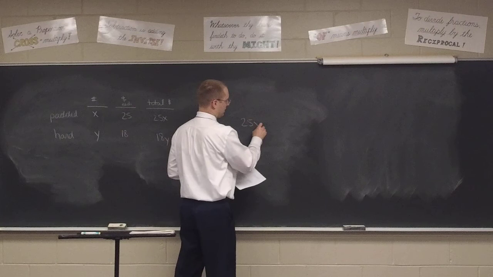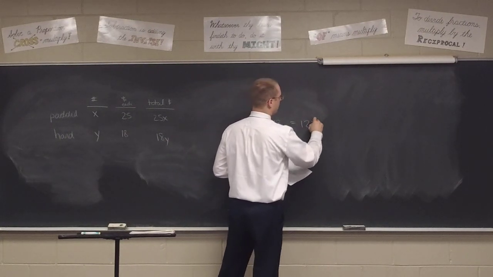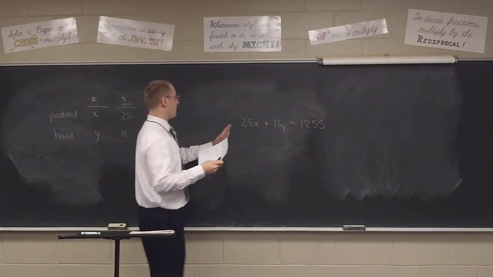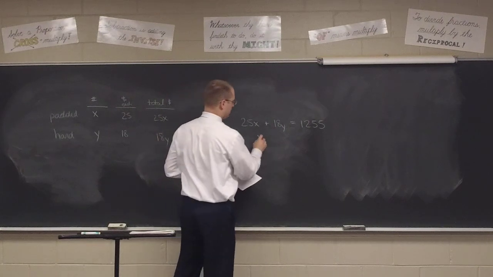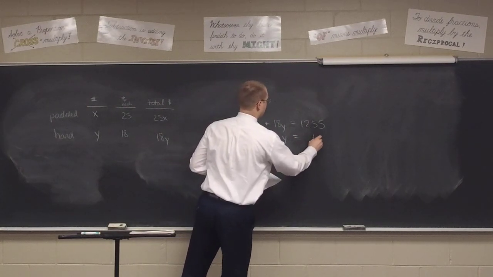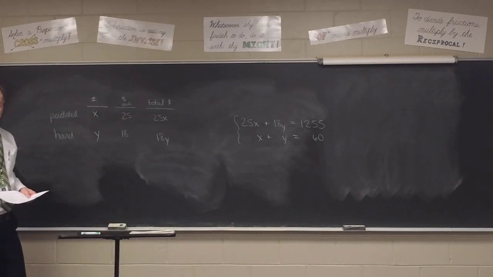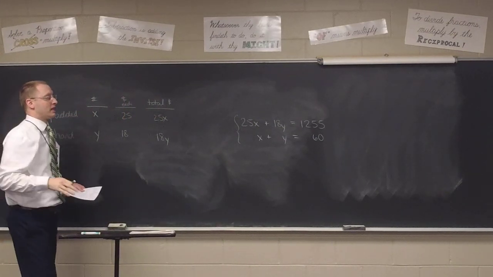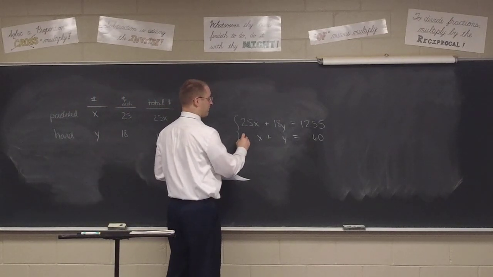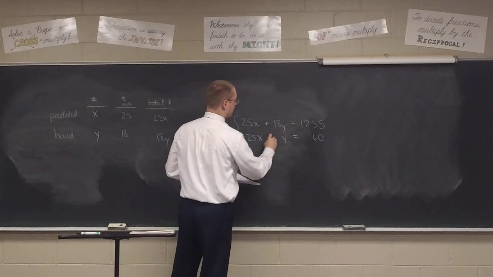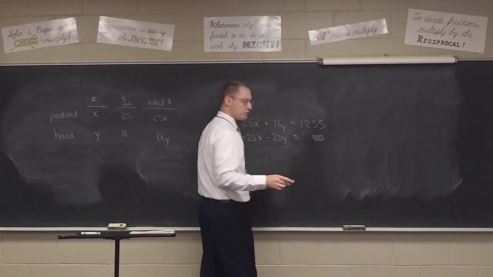25x plus 18y equals 1,250. Good. Money plus money has to equal money. Your other equation. X plus y equals 60. And how many had the correct system on this one? All right. What did you do next? Now you multiplied by negative 25. All right. So we went negative 25 here, negative 25 here, and then what did you get when you multiplied the 60 by the negative 25?